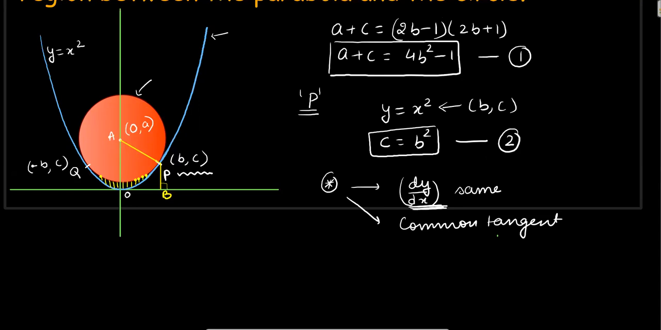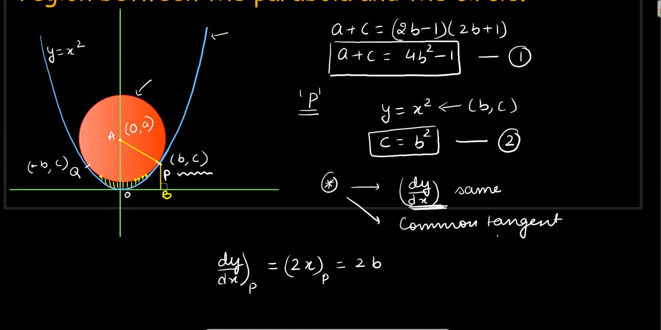So let's find out dy by dx at the point P, which turns out to be, for the parabola, the derivative 2x. At the point P, when you calculate, it turns out to be 2b. So I'm just going to equate the slope of the tangents at the point P for the two curves. For the parabola, I calculated the slope of the tangent using the calculus approach.